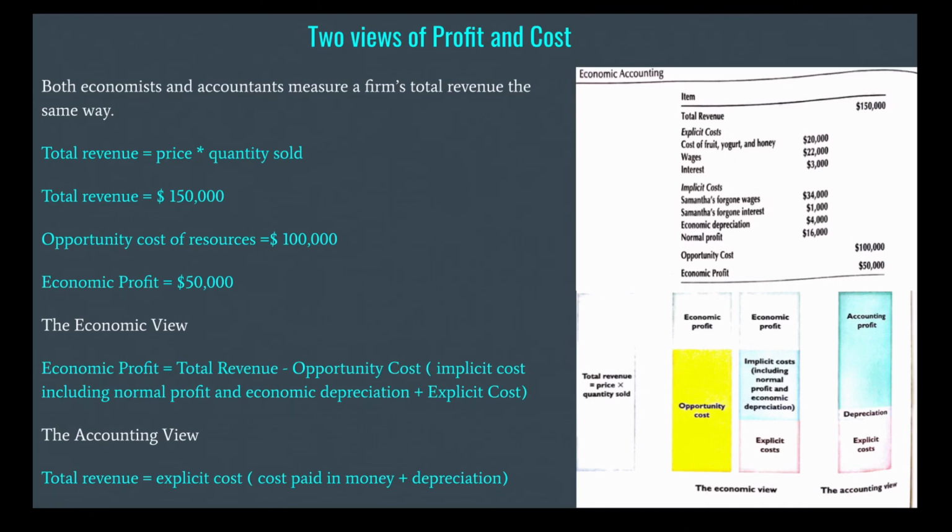And the accounting profit, from the economic point of view we have already seen: total revenue minus opportunity cost, which includes implicit cost, including normal profit and economic depreciation, plus explicit cost. In the accounting view, you can see from the table, total revenue minus only explicit cost, which is nothing but the cost paid in money plus depreciation. So these are the two views of calculating cost and profits of a firm or a company.